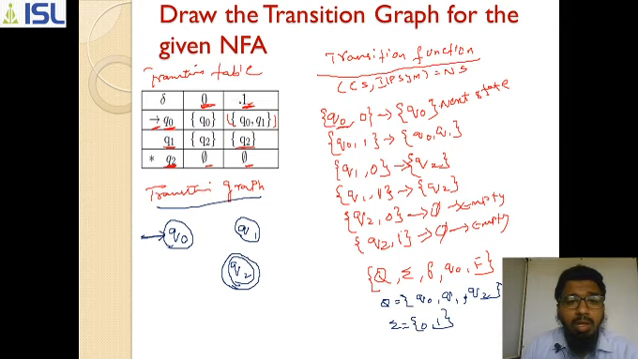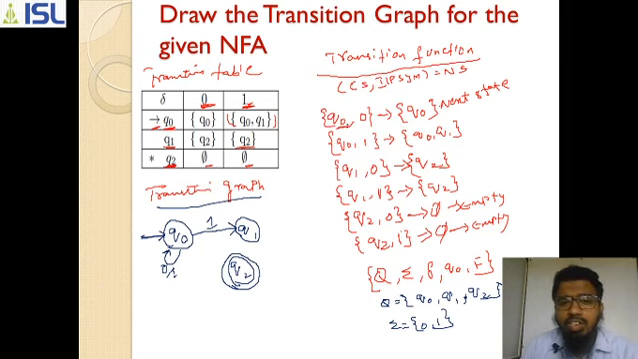Okay, 0 comma 1. So first, if q0 is 0, where is it going? It is going to itself, q0. Now if q0 is 1, it is going to q0 and q1. So here 0 comma 1, and this goes here and gets the value 1.